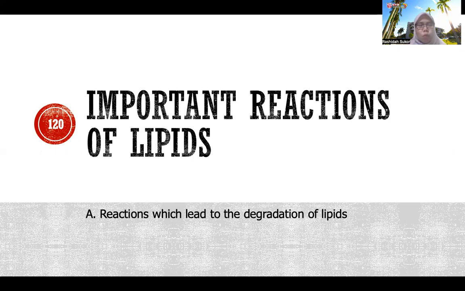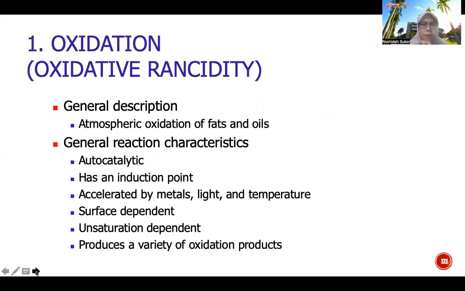So you have to know what the important reactions of lipid that lead to degradation are, because lipid has a lot of quality issues, especially because of the oxidation. Okay, number one is the oxidation.